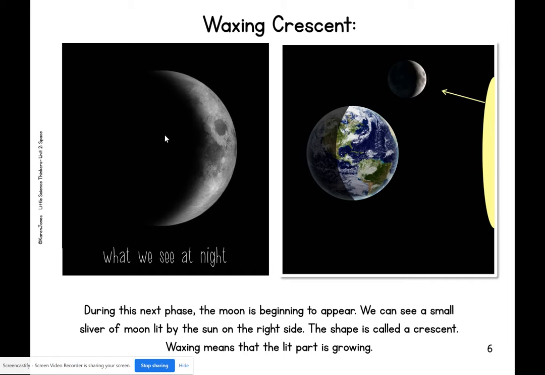During this next phase, the moon is beginning to appear. We can see a small sliver of moon lit by the sun on the right side. The shape is called a crescent. Waxing means that the lit part is growing. So this is a waxing crescent. And this is what we see at night, just part of the right side of the moon.